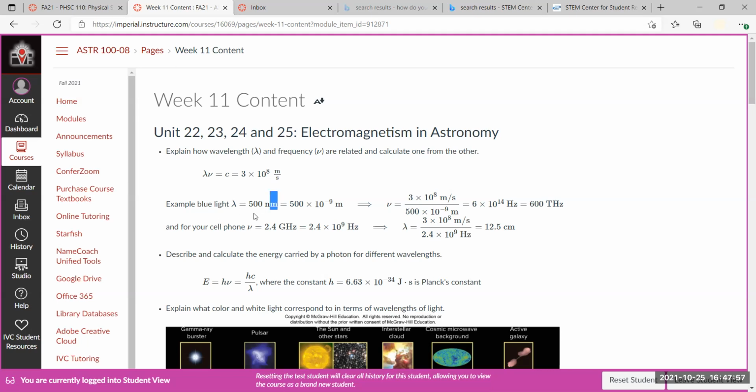Let's say, for example, the case of a blue light. Blue light is 500 nanometers. We can use this formula to find the frequency that goes with it, because this is a constant. This is just the speed of light, 300,000 kilometers per second or 300 million meters per second. Whichever way you write it, it's the same number. But since we're doing SI, we typically use 300 million meters per second.